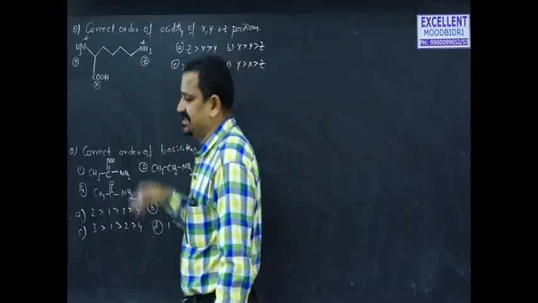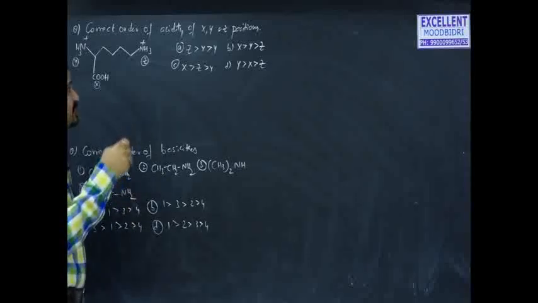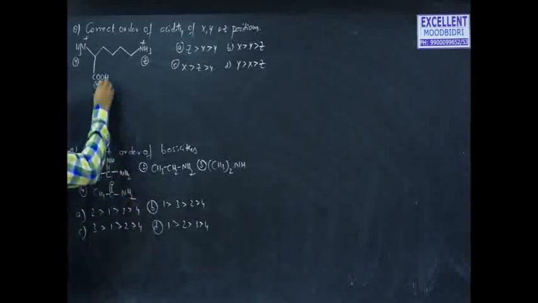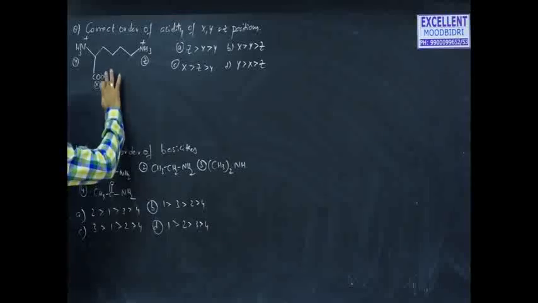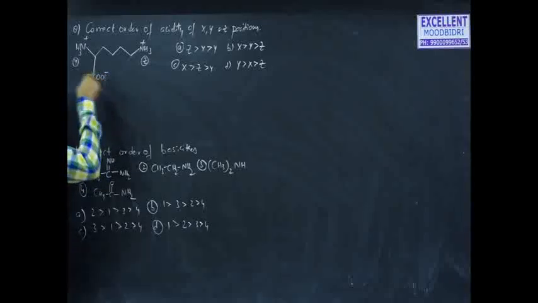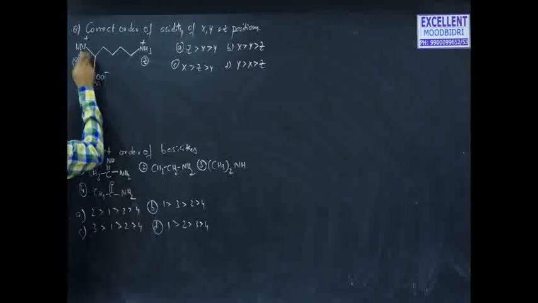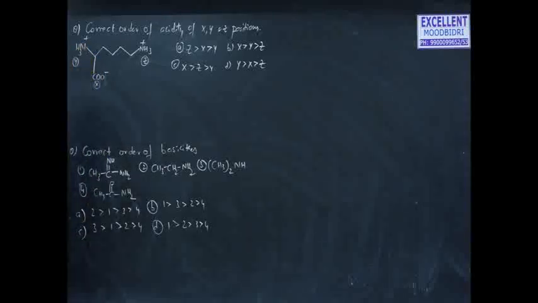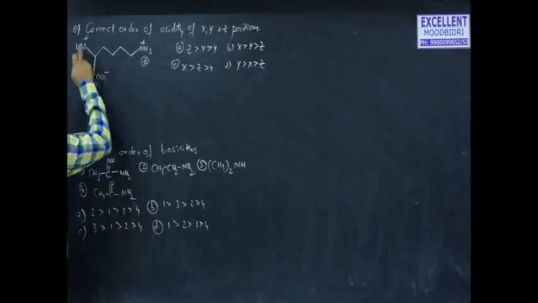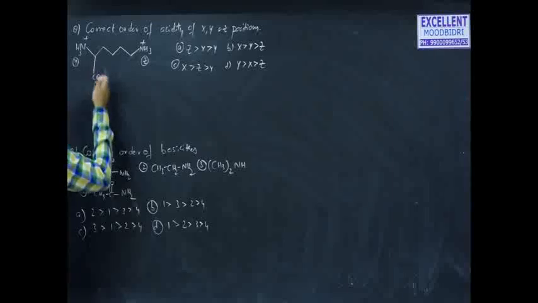When it comes to this question, the correct order of acidity of the hydrogens X, Y, Z in the given molecule: how do we predict their strength? With respect to the stability of their conjugates. Suppose this COOH donates one H plus and becomes COO minus, the conjugate anion. It should be stable for COOH to be more acidic, right? So this can be stabilized by the nearby NH3 plus, which is a strongly withdrawing group in close proximity. So among carboxylic acid and NH3 plus, carboxylic acid is more acidic.